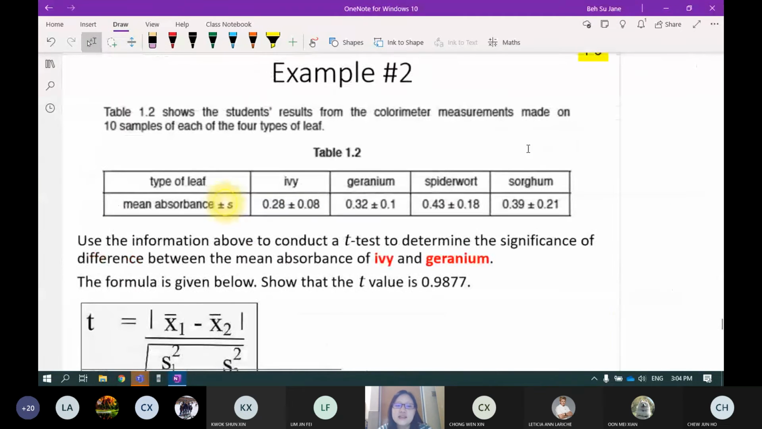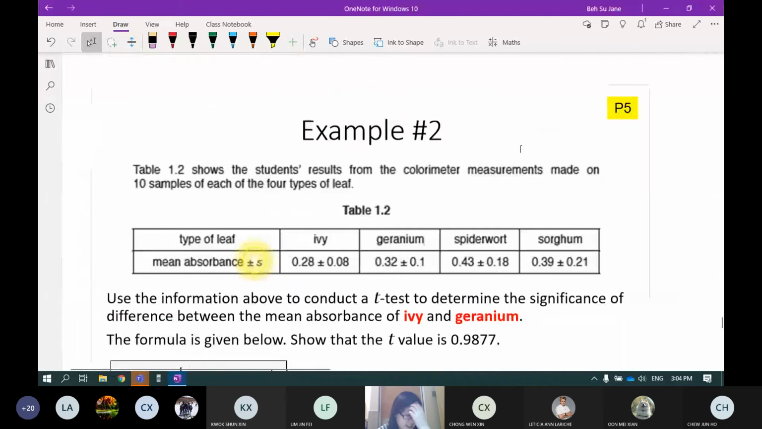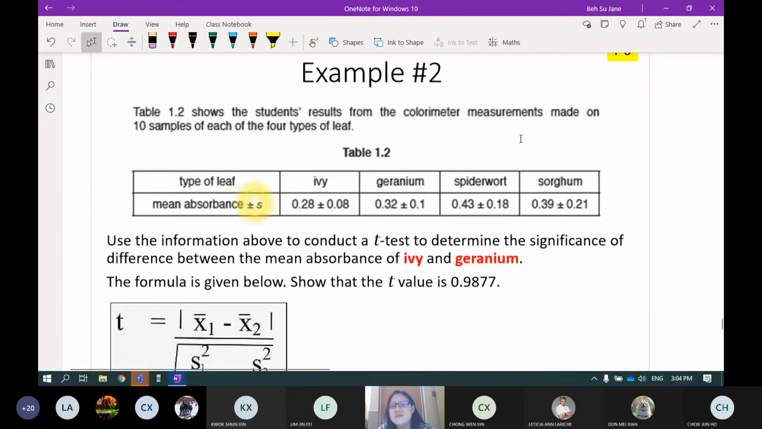Now the next example is actually a past year question. I really don't remember from where, which I think I have to Google. But this tells you the colorimeter measurements made on 10 samples of each of the 4 types of leaf. And you can see how it's shown to you here. There are 4 different leaves. They give you the mean absorbance. So this is already the mean, this is already X bar, and plus minus standard deviation, S.